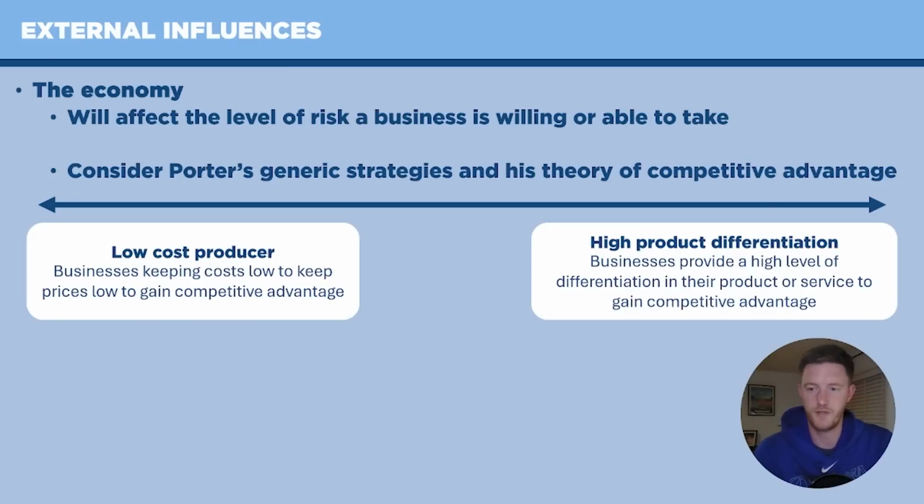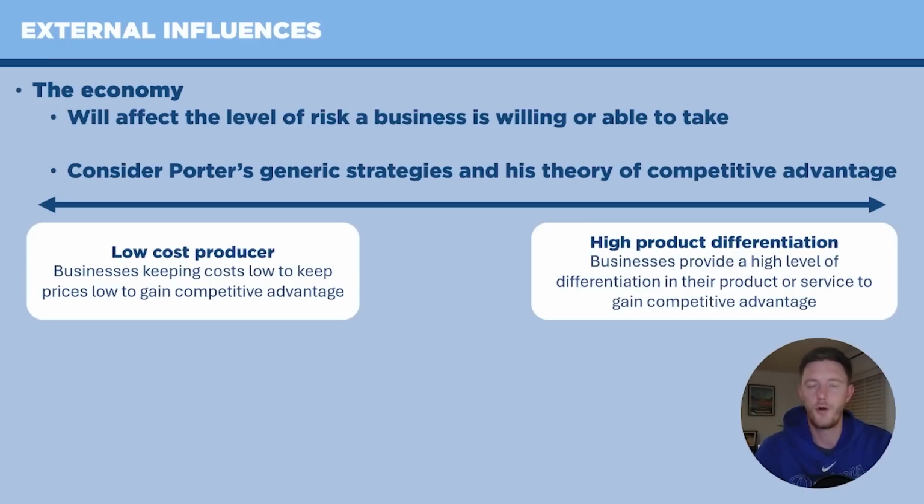Another really important part of this is our external influences. The economy, which is in 2.5, will affect the level of risk a business is willing or able to take. And if we think about Porter's generic strategies, which is 3.1.2, and his theory of competitive advantage, businesses that either operate, ideally, according to Porter, as a low-cost producer or a high differentiation business. Low-cost producers keep costs low to try and keep prices low. High differentiation, they offer a higher level of quality with unique selling points and various things like that.